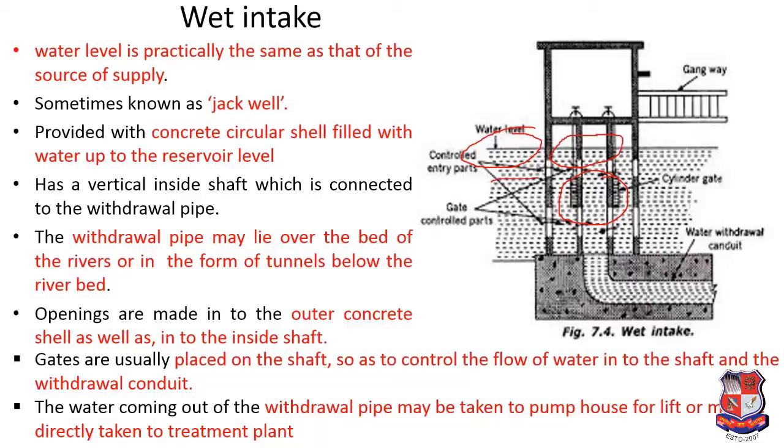Here you can see these are the entries from which water is coming. Now in the vertical shaft also, entry ports are provided. For control of flow, these valves are provided at the top, and then it is transferring water to this withdrawal pipeline. These gates, which are placed on the shaft, are generally used for the control of flow. As I have discussed, these are the flow control valves. And this particular jack well is transferring water to the pump house, and through this withdrawal pipeline, further it is transferred to the water treatment plant.